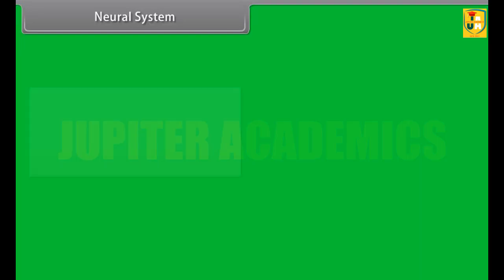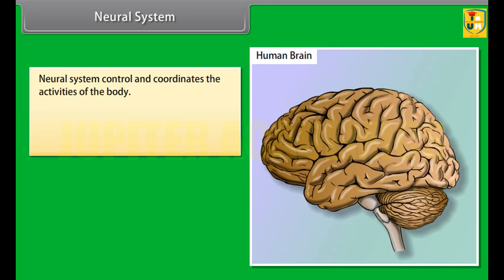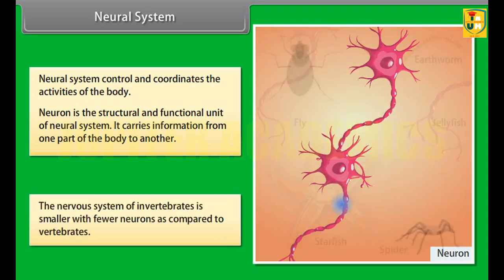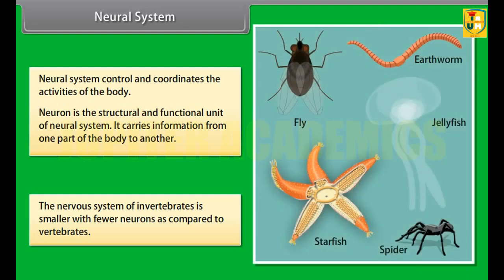Neural system. The neural system controls and coordinates the activities of the body. Neuron is the structural and functional unit of the neural system. It carries information from one part of the body to another. The nervous system of invertebrates is smaller, with fewer neurons as compared to vertebrates.